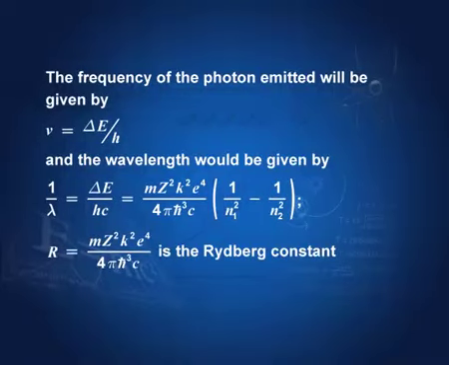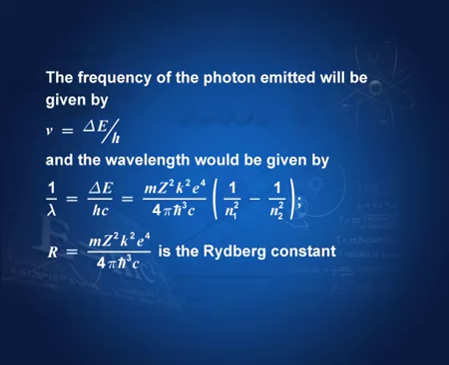The frequency of the photon emitted by the atom will be given by nu, which is equal to delta E by h, where h is Planck's constant, and the wavelength would be given by 1 by lambda, which is delta E by h c, equal to m Z square k square e^4 by 4 pi h-cross cube into c, multiplied by 1 by n1 squared minus 1 by n2 squared. I have absorbed this minus sign here.